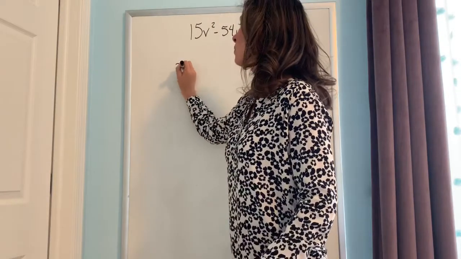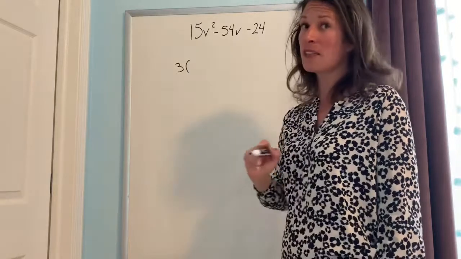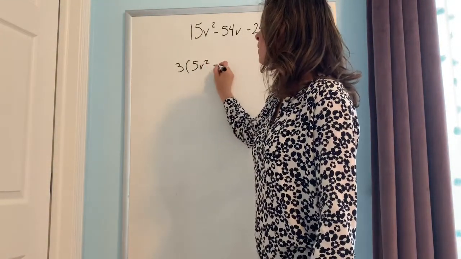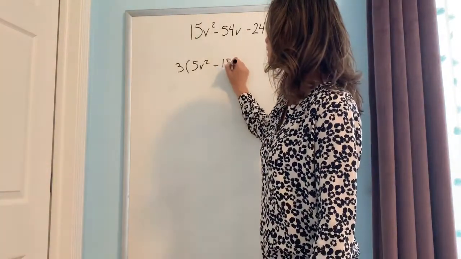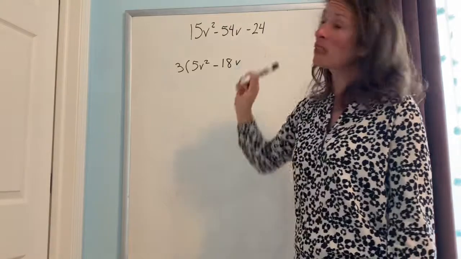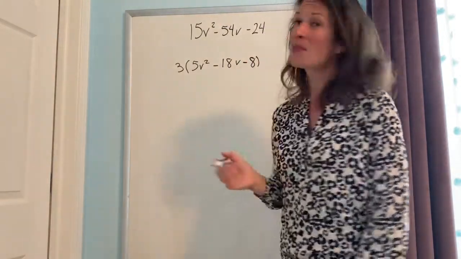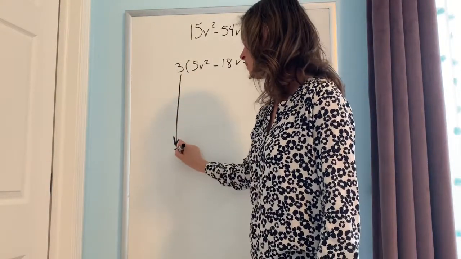So I'm going to put a 3 on the outside of my parentheses. 15 divided by 3 is 5. 54 divided by 3 is 18. And 24 divided by 3 is 8. Now see how much easier that makes it? Let's draw our 3 down here.